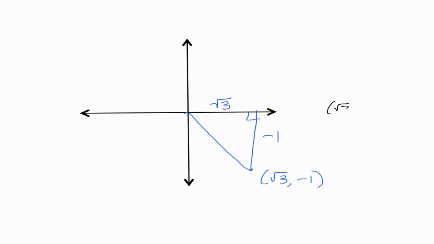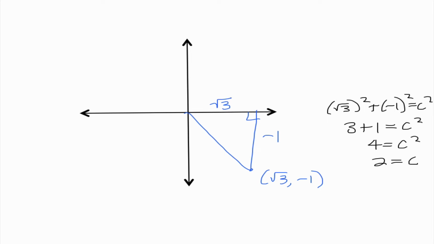I'm going to use Pythagorean theorem here because it is not one of our Pythagorean triples. So I get 3 plus 1 equals c squared. 4 is c squared. 2 is our c value. Now our hypotenuse is always a positive value, so I'm going to go ahead and write it just as 2.